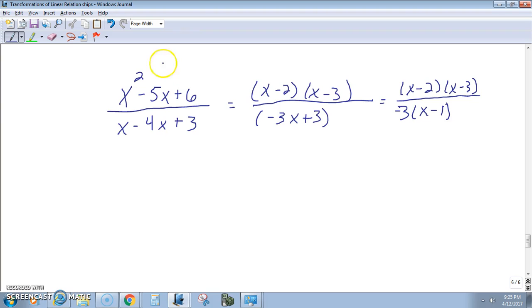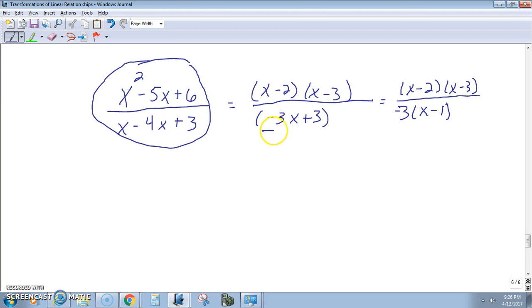My original rational function is here. I completely factored the numerator and the denominator here. I got x minus 2 times x minus 3. If you multiplied that together, you get the numerator. And I simplified the denominator by combining my like terms.